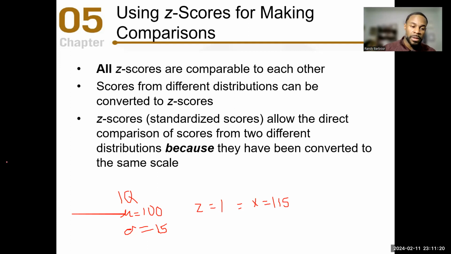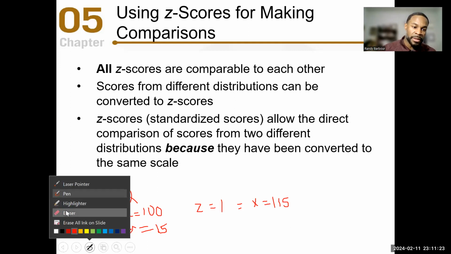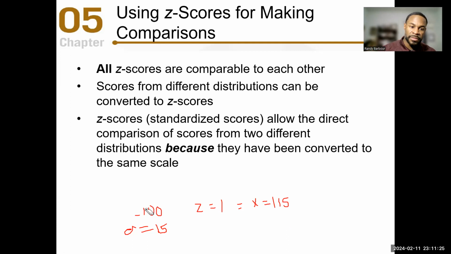All right, go ahead and erase this. Okay. So it says Z-scores allow the direct comparison of scores from 2 different distributions because they have been converted to the same scale. And again, that's essentially what we're doing, because we always have a mean of 0 and a standard deviation of 1 for a Z distribution. Again, we're converting the scores to the same scale. And I'll show you an example here next on how we do that.